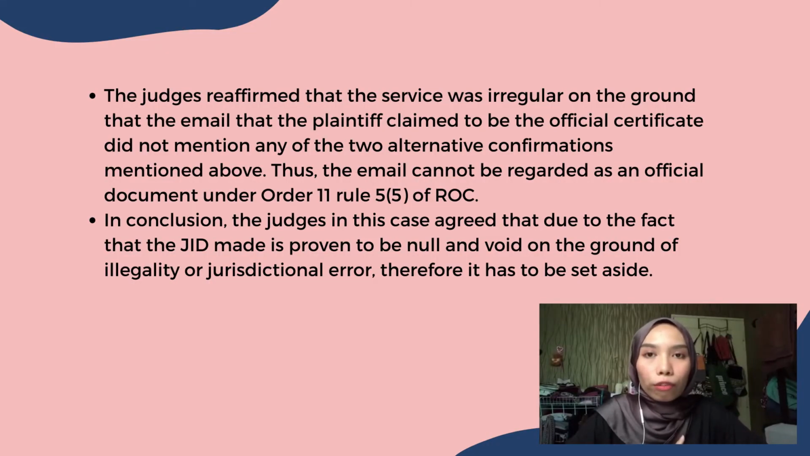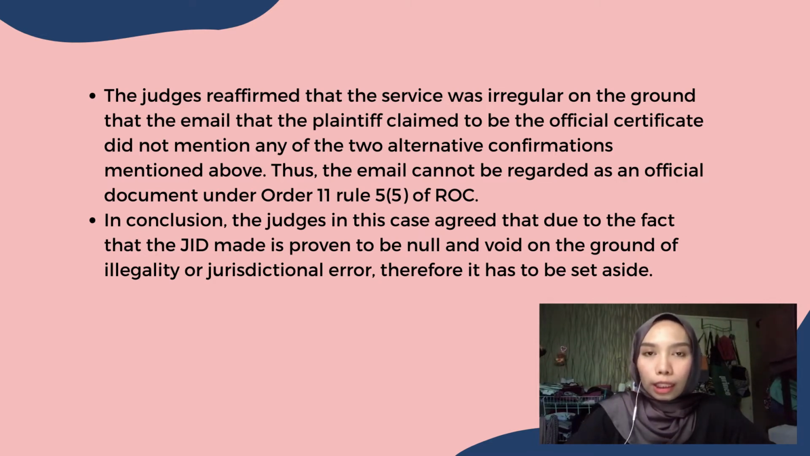Here, the judges of the Court of Appeal reaffirmed that the service was in fact irregular on the ground that the email that the plaintiff claimed to be the official certificate does not mention any of the two alternative confirmations mentioned before. Thus, the email cannot be regarded as an official document under Order 11, Rule 5, Clause 5 of the ROC. In conclusion, the judges agreed that the judgment in default was proven to be null and void on the ground of illegality or jurisdictional error, therefore it has to be set aside and the defendant has the right to set it aside.